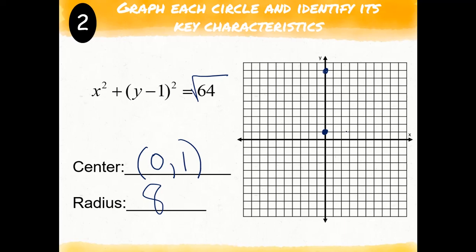Okay, 1, 2, 3, 4, 5, 6, 7, 8. Ooh, right there, I think. 1, 2, 3, 4, 1, 2. Yep, and then 8. And then connect your dots to the best of your ability.